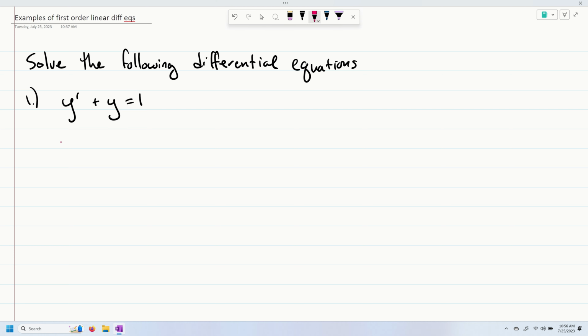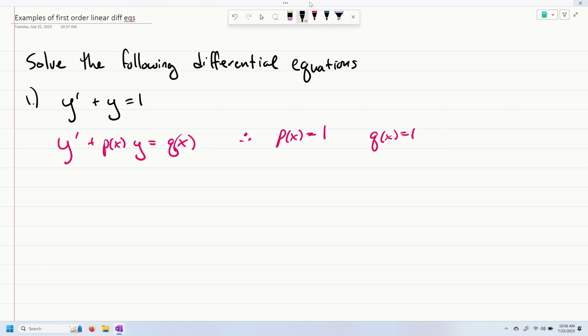Please notice this is in the form y prime plus p of x times y equals q of x. Therefore, p of x is going to equal 1. q of x also equals 1. And since this is in standard form, we can just go ahead and find our integrating factor. So this is going to be e to the integral of 1 dx, which is just e to the x. So this is our integrating factor.